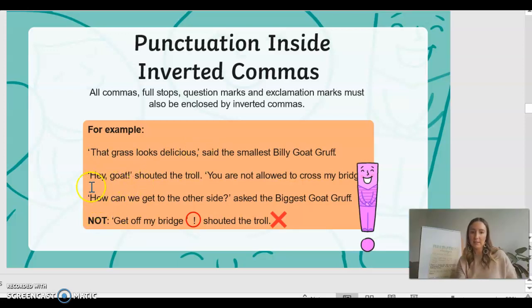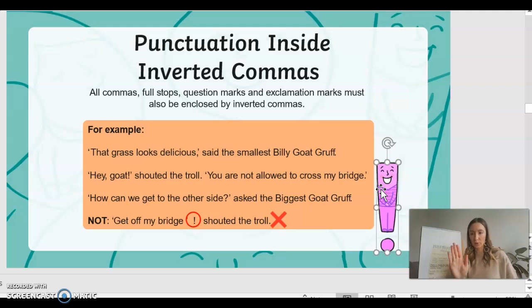Same thing if it's an exclamation mark. Hey, goat! Yes, that's an exclamation mark. Close talking marks, shouted the troll, full stop. And then talking marks again. You are not allowed to cross my bridge. Full stop. Close talking marks. So you can see that the full stop is inside the talking marks.